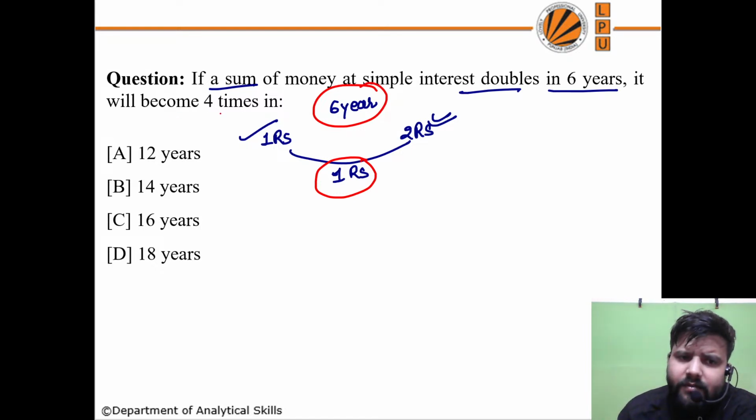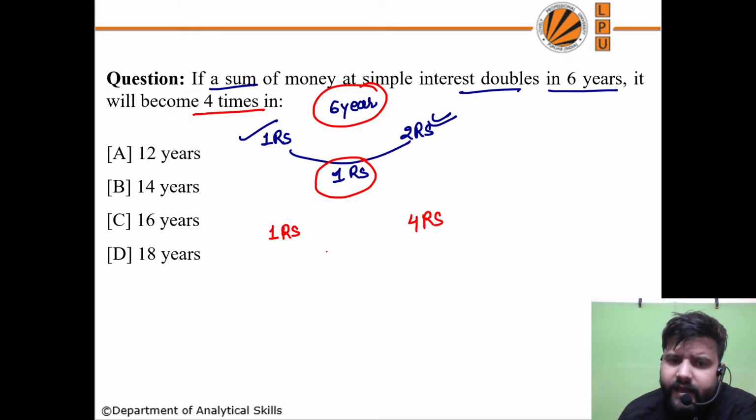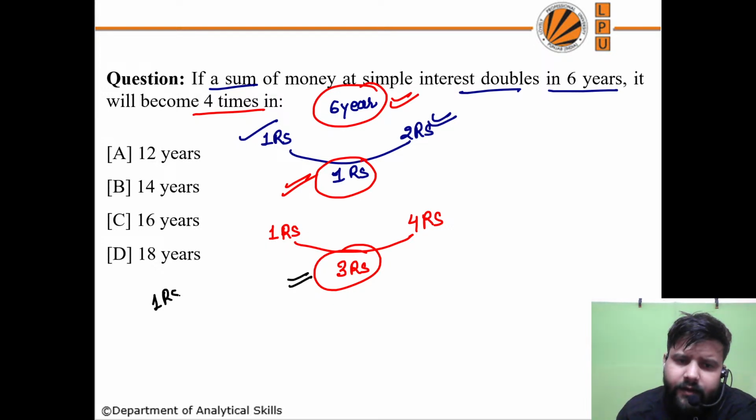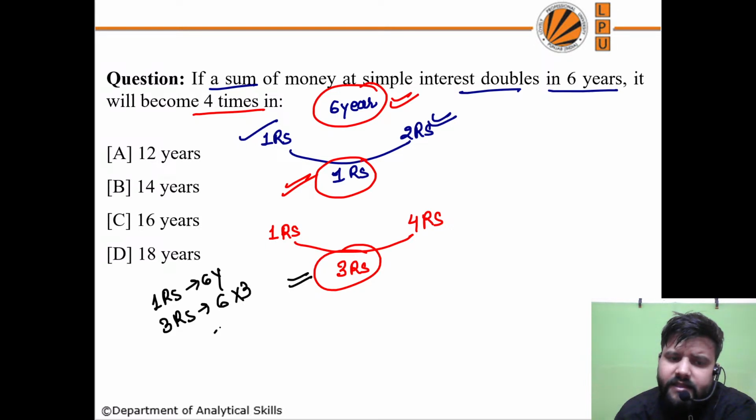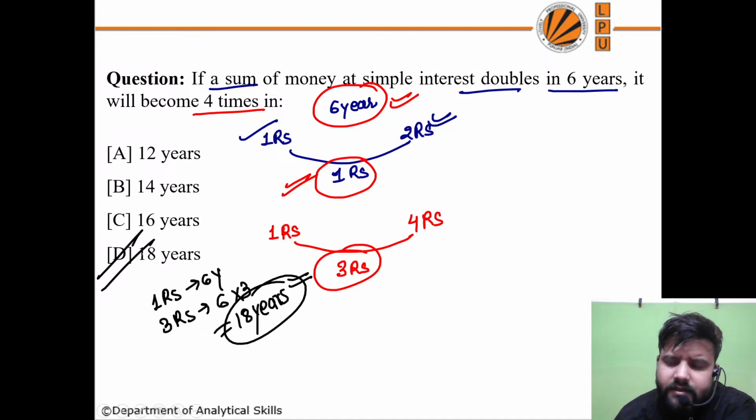Now the question is asking you how much time it will take to become 4 times. It means if you invest 1 rupee, it will become 4 rupees. It means how much interest you need to become 4 times? You need 3 rupees as interest. For 1 rupee to earn, you take 6 years. So for 3 rupees, you will take how many years? For every 1 rupee, you will take 6 years. So for 3, you will take 6 into 3, which means 18 years. Simple. That's why the option is B.